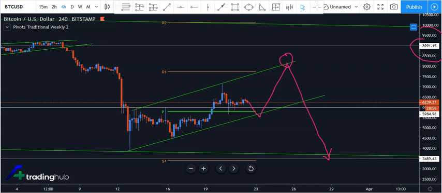But if you're an aggressive trader, you can take a sell at the current market price and wait for it to drop to S, or you take a short-term buy trade. Once it reaches there, take off the profits and wait for it to drop. So that is what we have on Bitcoin.